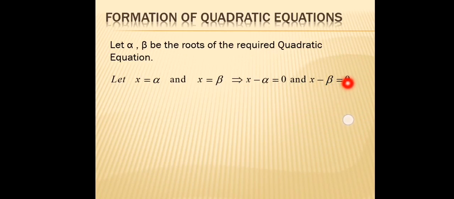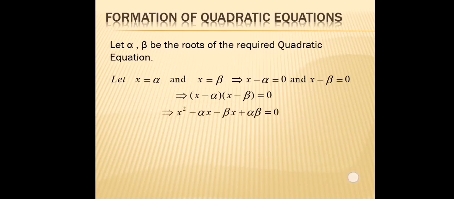Now we will have these factors separately as the two different equations. We are going to multiply them to find out the required quadratic equation. That is, x minus alpha into x minus beta is equal to 0 will be multiplied to each other, and we will get x square minus alpha x minus beta x plus alpha beta is equal to 0.